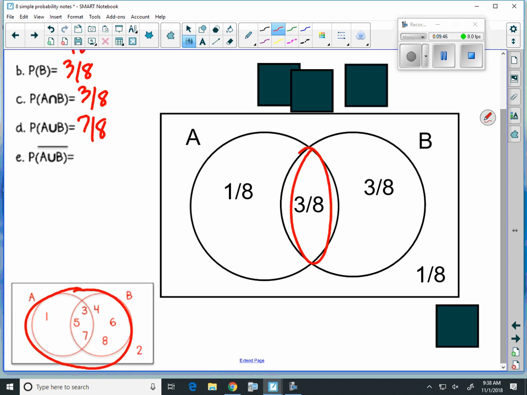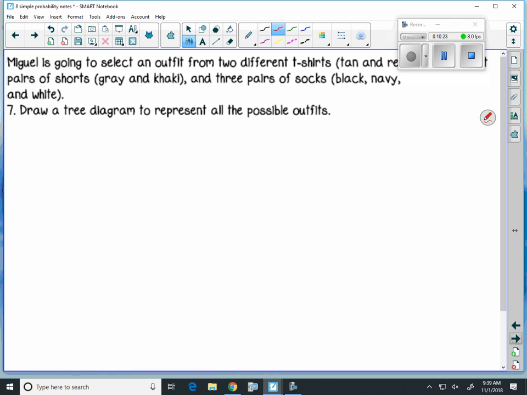Do you remember what the bar over the top means? The opposite. So if we take the union of A and B up here, what's the opposite of 7 over 8, or what's left? 1 out of 8. What number is that 1 out of 8? 2. 2 didn't fit in either of those parts, so it doesn't fit in that group. Questions for me on that? All right, let's keep moving. You're going to have more scenarios in your Venn diagrams like that.